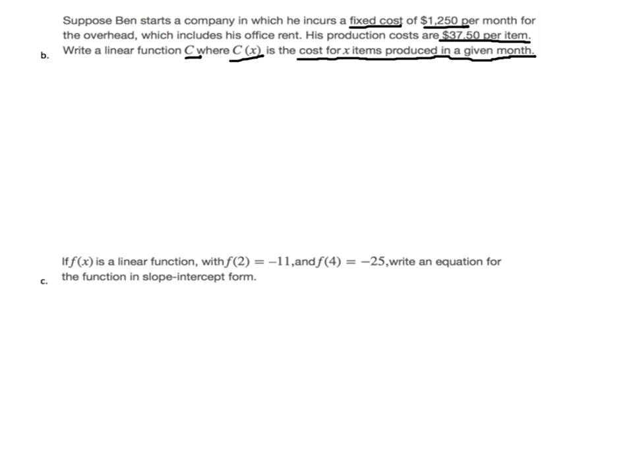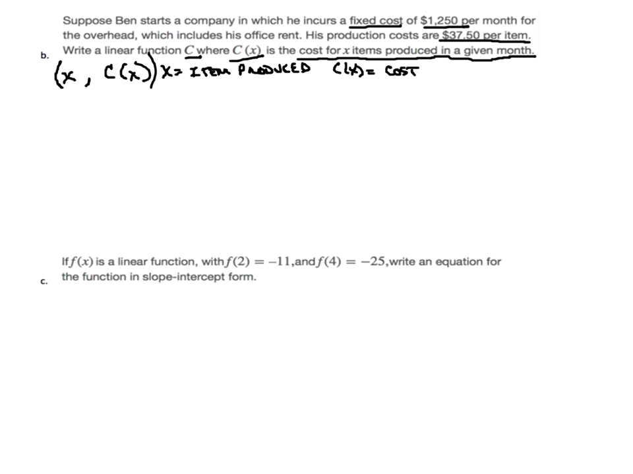Okay, so I'm trying to write an equation where all the points in it are going to look like x, C of x. And x is items produced, and C of x is cost, total cost.